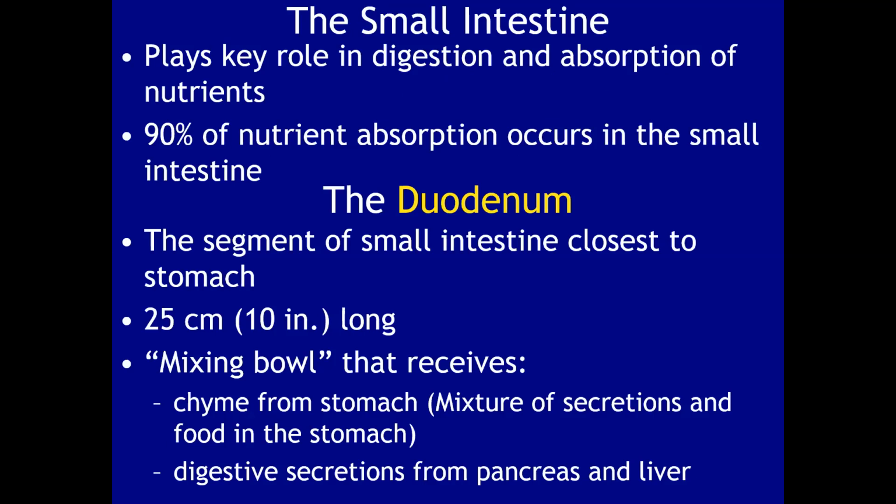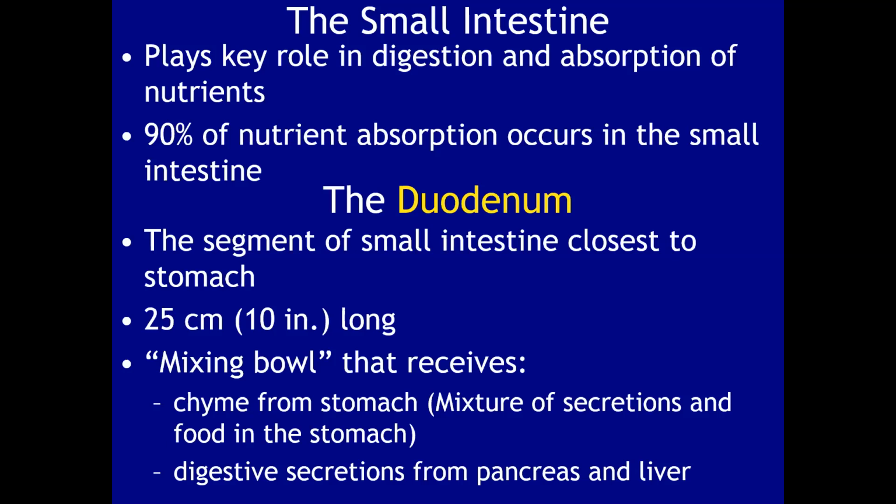Right, so 90% of nutrient absorption occurs in the small intestine, and it is incredibly important in digestion and the absorption of nutrients. The first section is called the duodenum. It's about 10 inches long, and it is called the mixing bowl. And this is where I'd really like for you to think about what you might have considered to be the mixing bowl before. Most students typically say at this point that they consider the mixing bowl to be the stomach, and it's actually not.